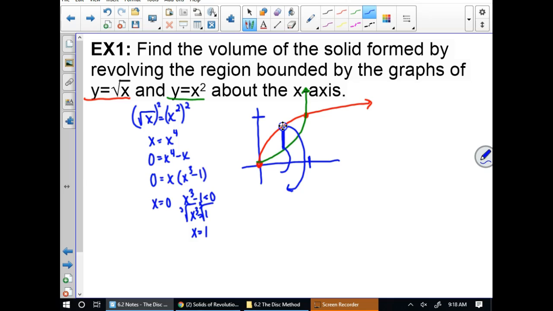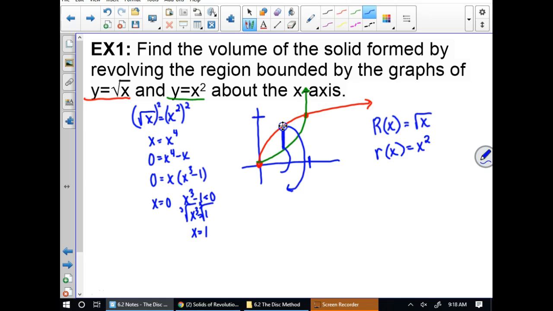So I'm going to use a capital R for my outside. That's the square root of x. And then I'm going to use a lowercase r for my inside radius. Which one's the inside radius? x squared.